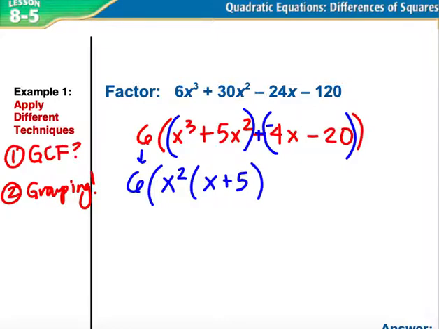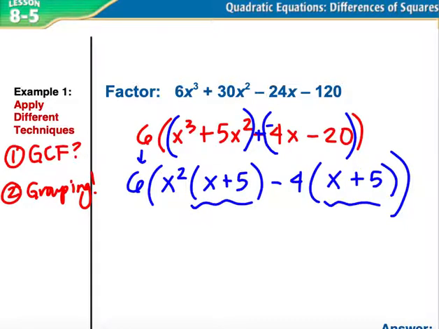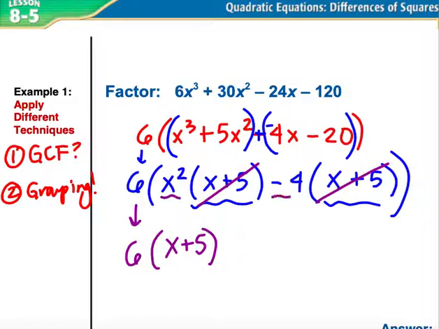Negative 4x and negative 20, those both share a greatest common factor of negative 4. And if I factor a negative 4 out of both of those, I'm left with x plus 5. Check it out. We're kind of doing our happy dance now because we were able to get out that greatest common factor of x plus 5. Both of those are exactly the same. So I'm going to drop down my 6. I'm going to factor out the x plus 5. Gone, gone. And then what's left over goes in that last parenthesis, so that x squared minus 4.